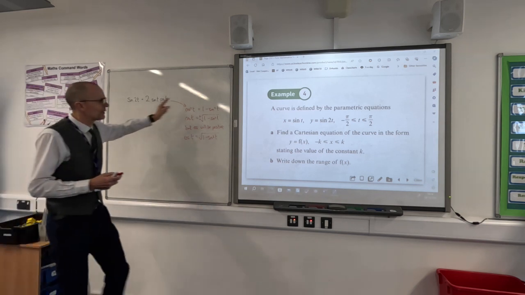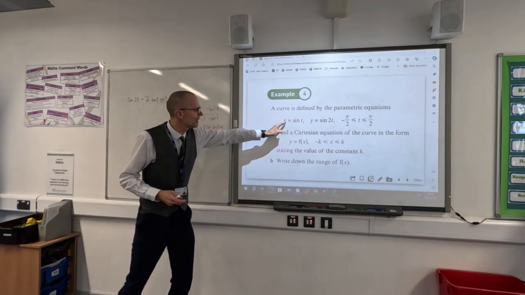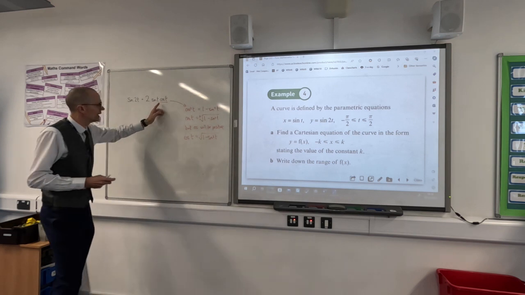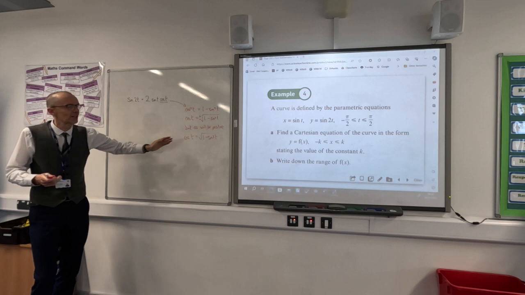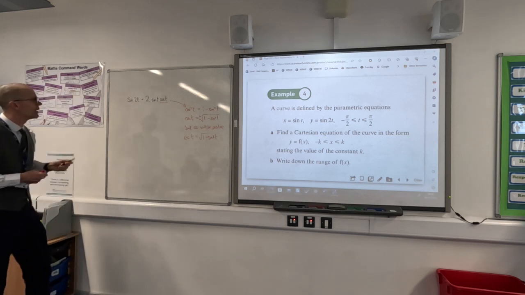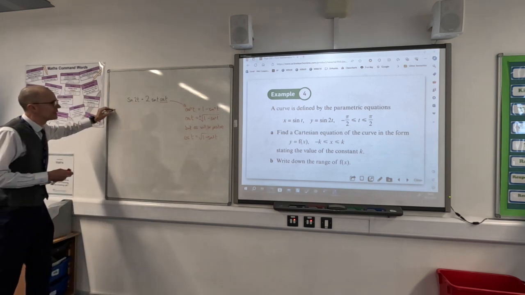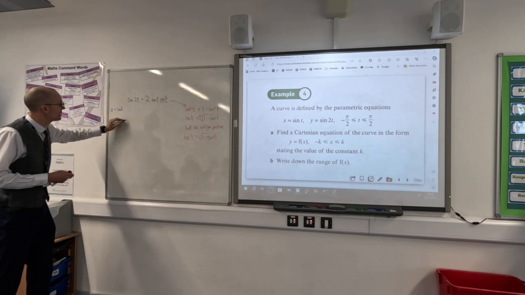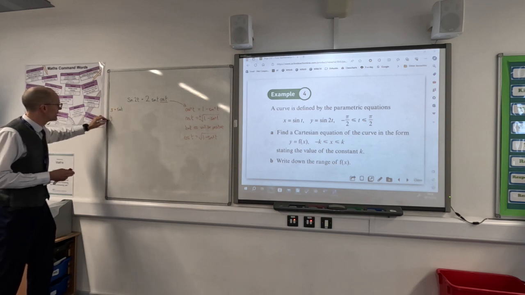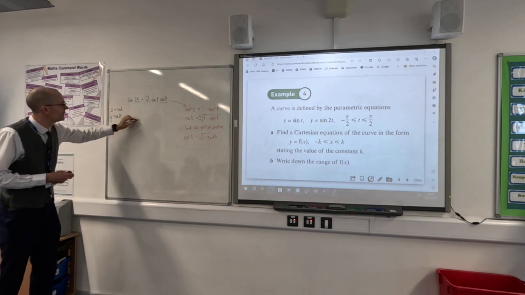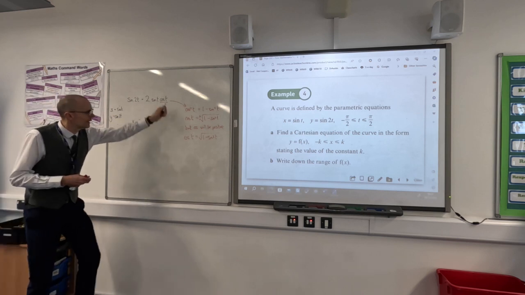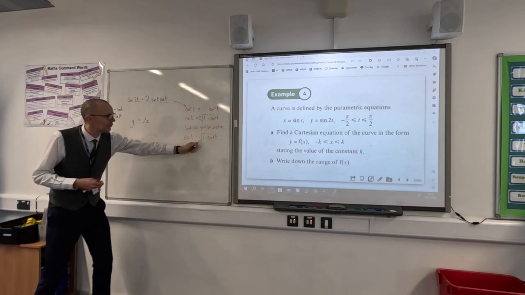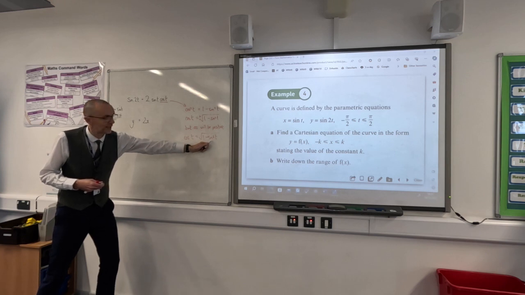So I've got something for sine t, that's just x. I haven't got something for cos t, except I can write it in terms of sine. So I'm just going to replace sine t with x, and I'm going to replace sine 2t with y. So that's y equals 2 lots of x, and this is the square root of 1 minus x squared.